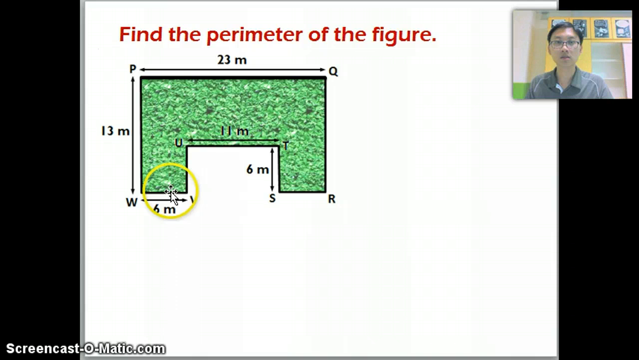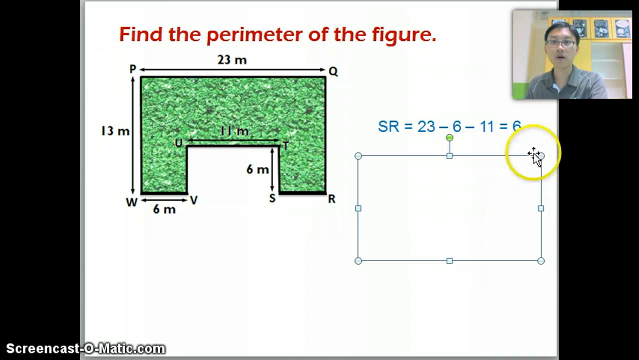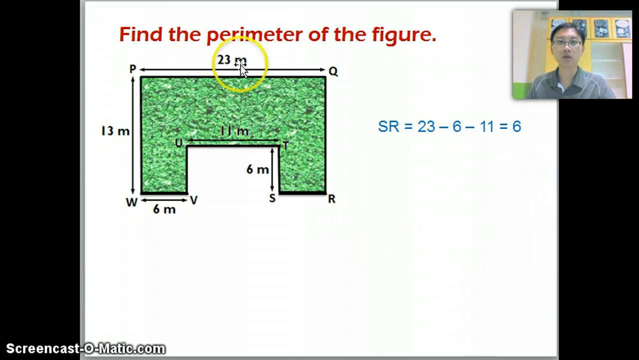So I have this here. Now I want you to look carefully. I don't have SR, but I can see that WV plus UT plus SR is equal to PQ. Let me pull this down. See, PQ is actually this plus this plus this. They all line up very nicely. So therefore SR is actually 23 minus 6 minus 11, and that gives me SR.